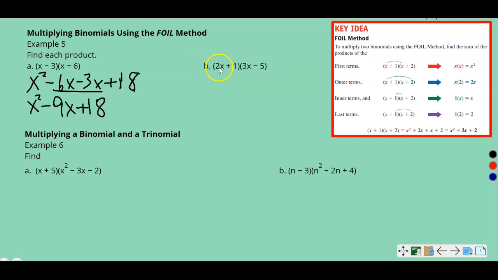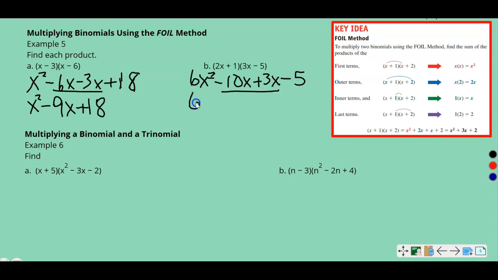This one has a 2x times a 3x from my first terms. 2x times 3x is going to be 6x squared. And then 2x times -5 is -10x. 1 times 3x is plus 3x. Both of them have a positive sign, so it becomes plus 3x. 1 times -5 is -5.